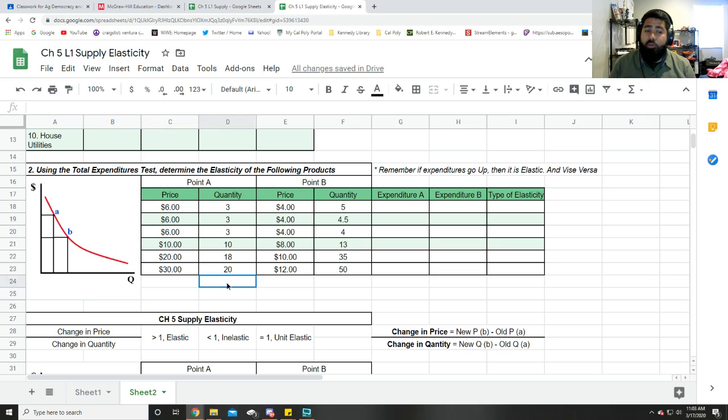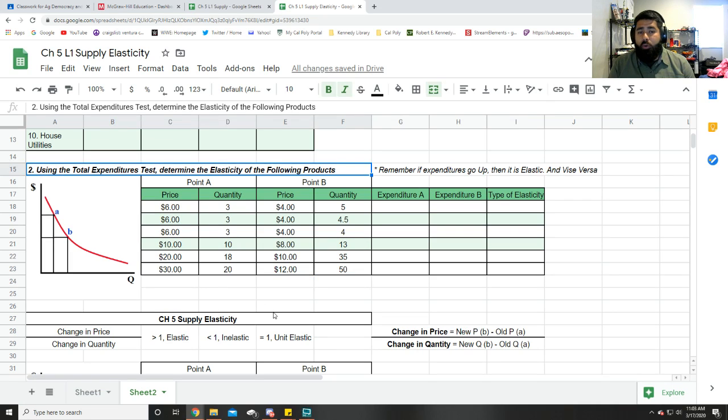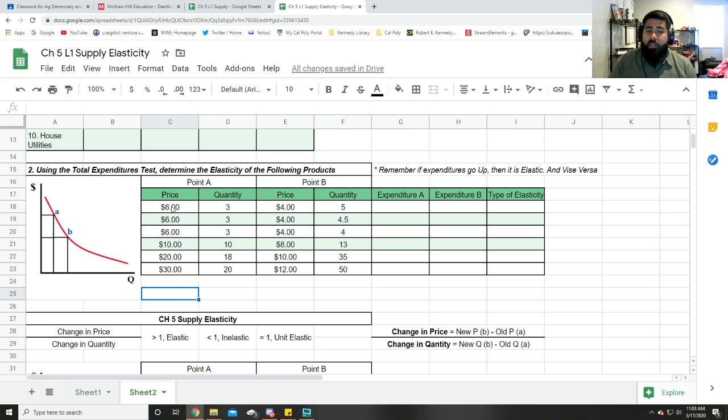So please get used to this and ask lots of questions when it comes to using Google Classroom or Google Sheets as well. I provided you with this data here. It says, use the total expenditures test to determine the elasticity for the following products. What this means, remember, is that the expenditure is just how much money you are spending overall on this product. Look at this image. It just helps you with understanding which direction we're going.